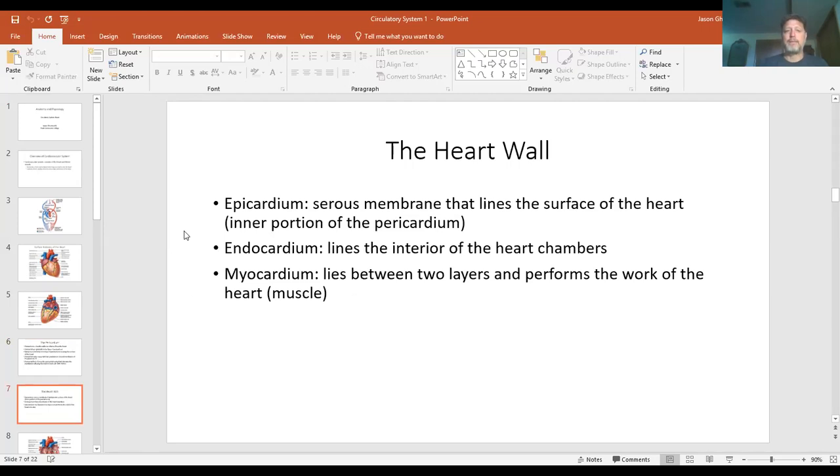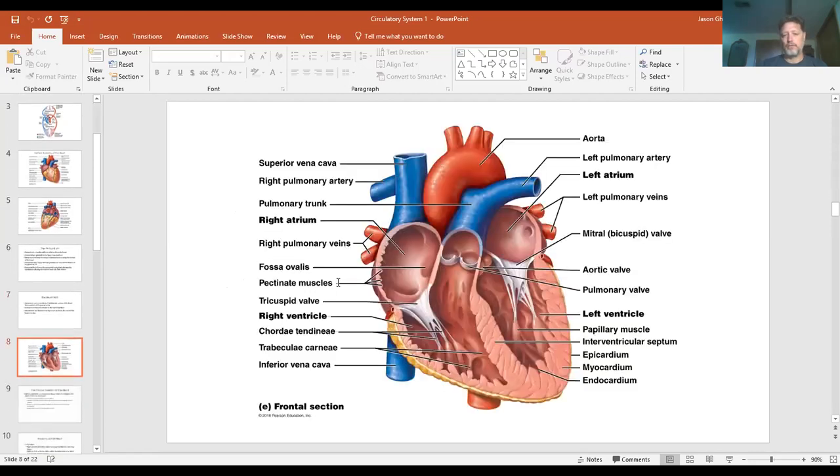Now, going back to that epicardium, this is the one that lines the surface of the heart. So now we're talking about the heart itself. The endocardium is lining the inside of the heart, and the myocardium is the muscle of the heart itself. So if we look right down here, we're going to be in this region.